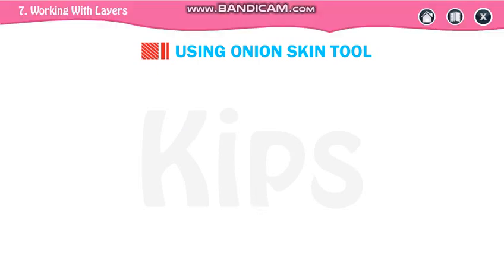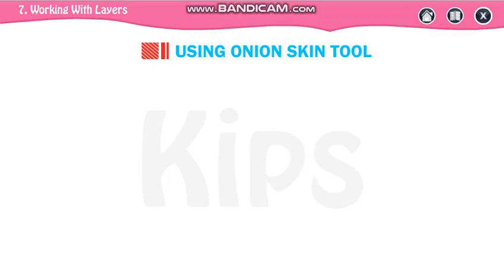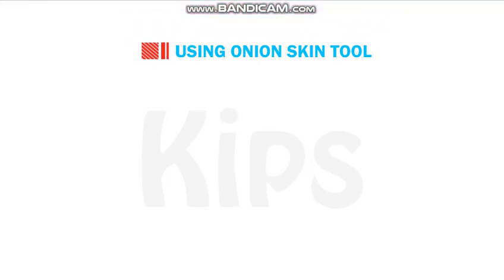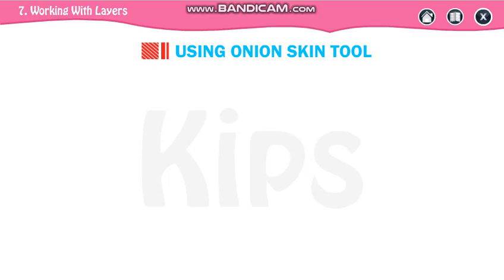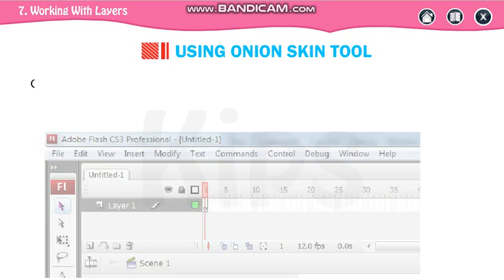If you want to show the movement of any of your objects, then you can use this onion skin tool. It will show you the last movement and show you the present image. So let us see how to use the onion skin tool.